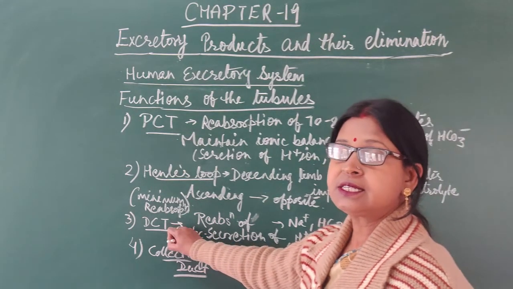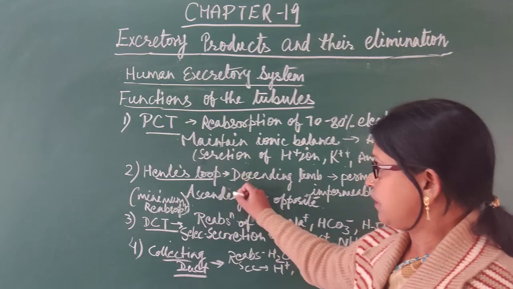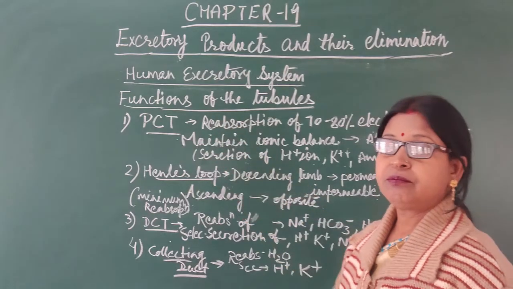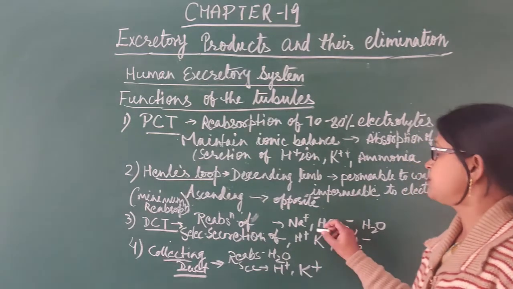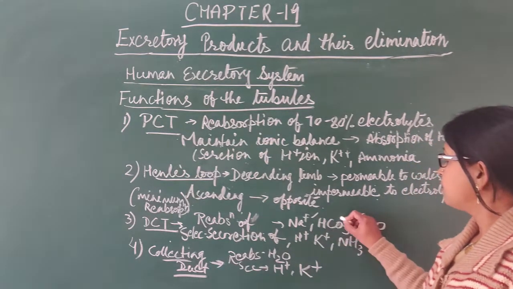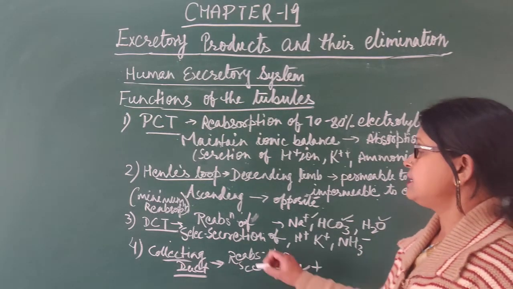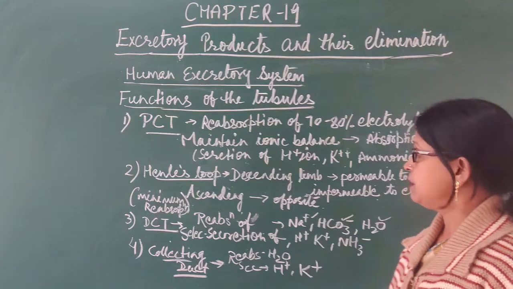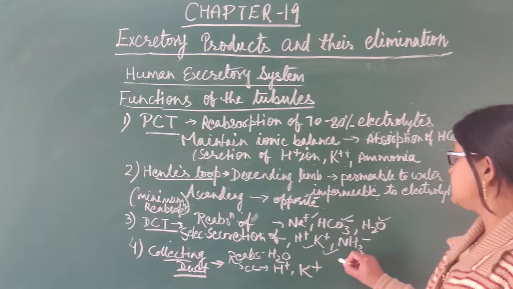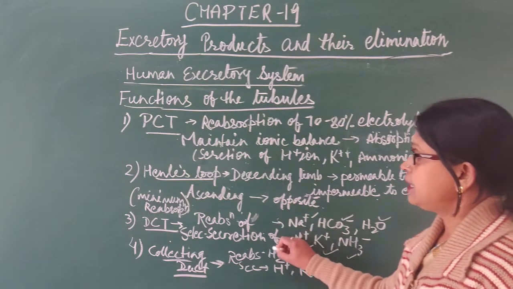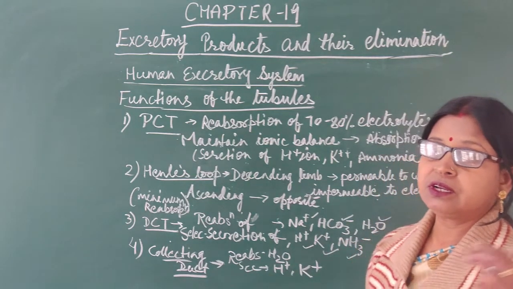Now, DCT, that is distal convoluted tubule, which is present after the loop of Henle, that is away from the Bowman's capsule. It is involved in the reabsorption of sodium ion, bicarbonate and water, maximum amount of water, whereas it is involved in selective secretion of hydrogen ion, potassium, ammonia, etc. And in this way it is helping in maintaining the ionic balance of the fluid.